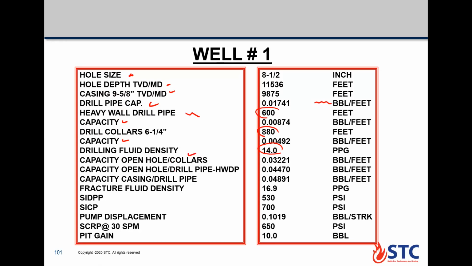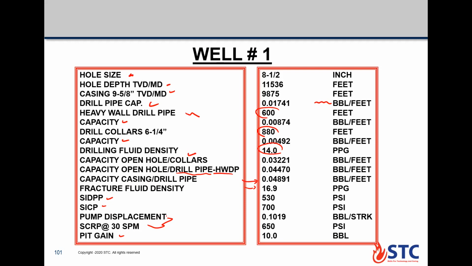then the capacity for the open hole with the collar, open hole with the drill pipe and heavy wall drill pipe, capacity between casing and the drill pipe, and fracture fluid density. Shut-in drill pipe pressure, the recorded data after shutting the well, shut-in drill pipe pressure, shut-in casing pressure, pit gain, and here the pump data, pump displacement, and SCR pressure or pump pressure.